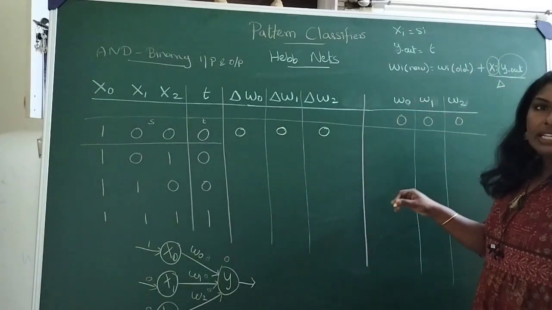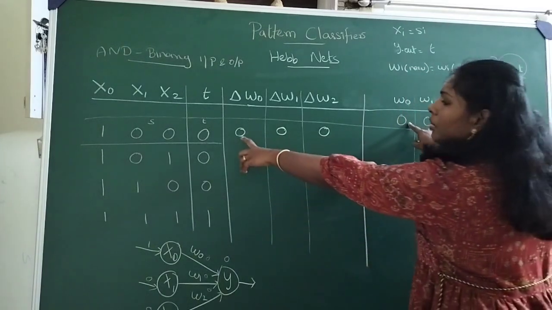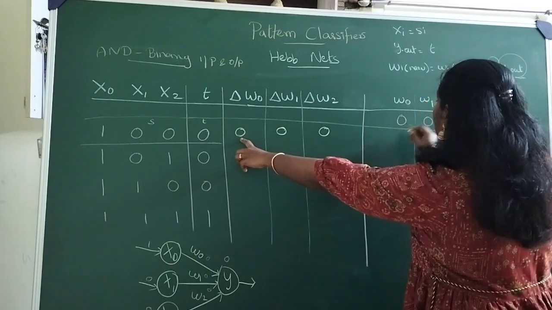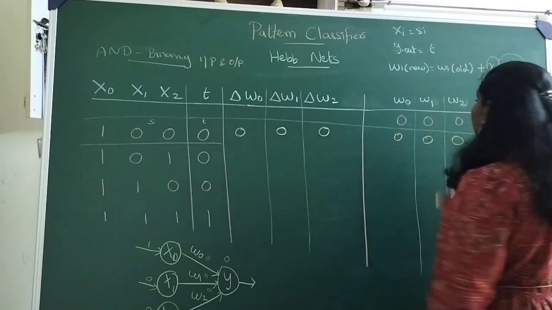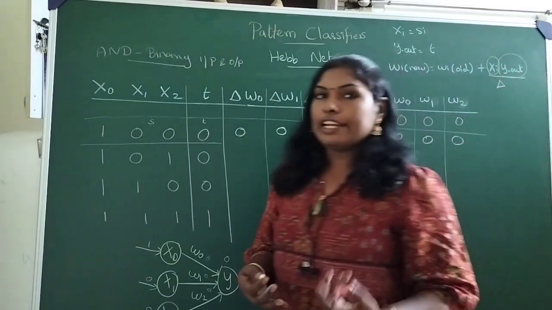So what will be the new weight then? The old weight is 0 plus the adjustment to be made, which is also 0. 0 plus 0 is 0 for all. So this is how the Hebb Net works.